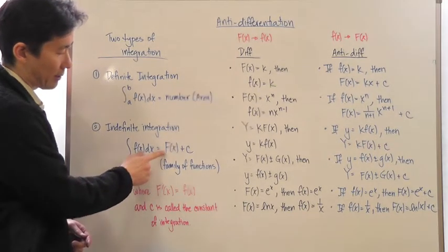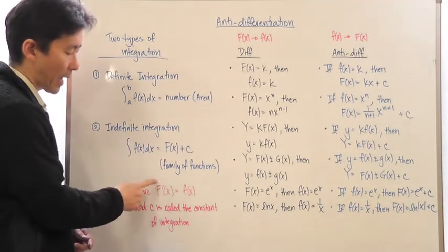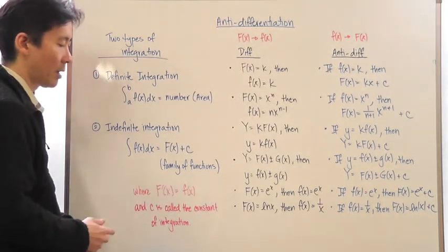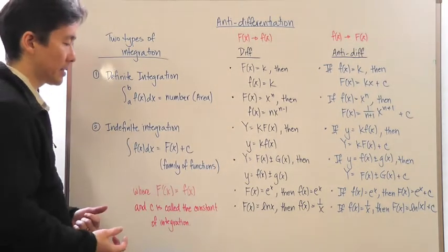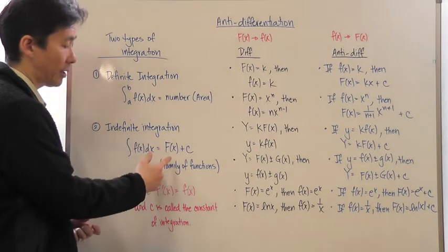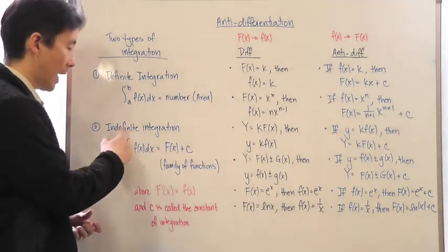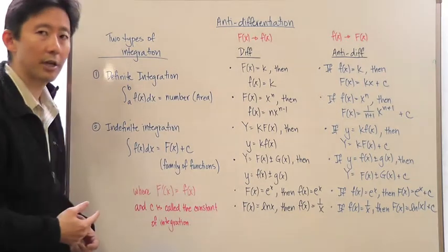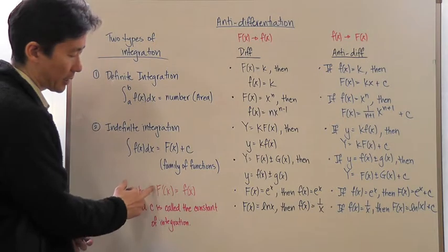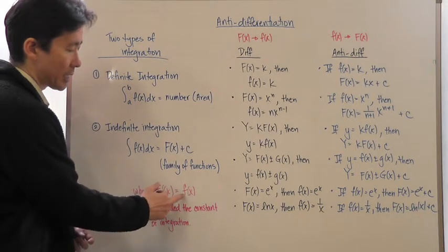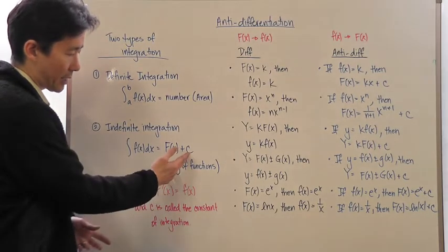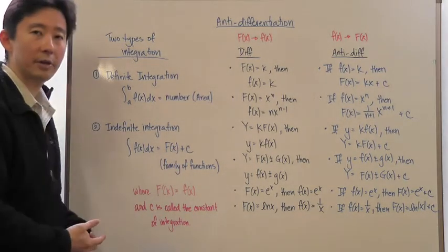If we take a look at the capital F prime of x, that is the same thing as f of x. Okay? Now, what does that mean? What that means is that the process of differentiation and indefinite integration are actually inverse operations of each other. Okay? So that's why we say that this capital F prime of x is actually going to be the same thing as f of x. Okay? And this c here is going to be called a constant of integration.